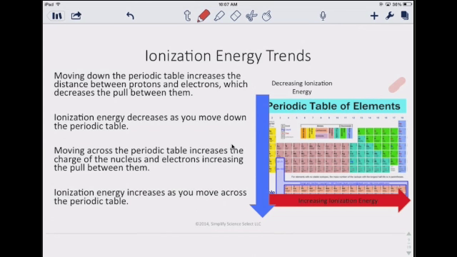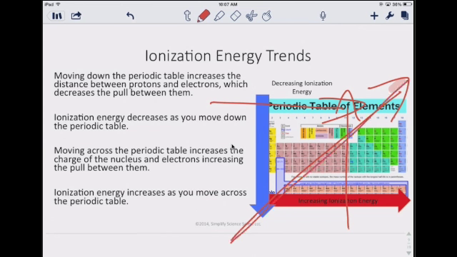The one thing, remember we said that atomic radius increased that way on the periodic table. Well, ionization energy is the opposite. Ionization energy gets bigger as you move that way on the periodic table. So it gets big as you go up, and it gets big as you go to the right.